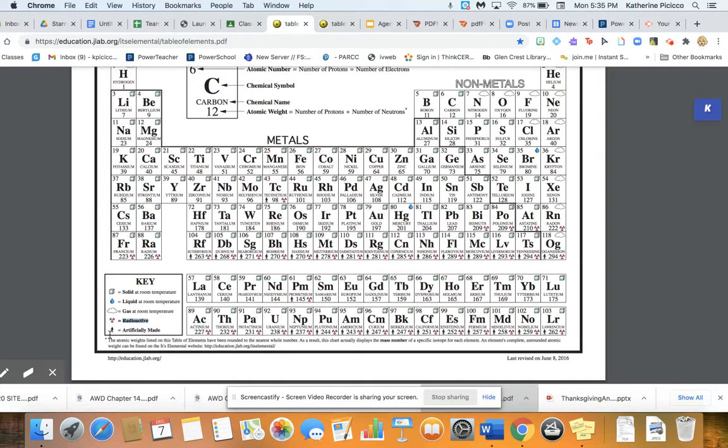And then if there's this little dude there, it means artificially made, which means that a human person made it. So humans made it or discovered it in the lab or created it. It's not something we find normally in nature. So we don't find it in the atmosphere or in the ground or in the side of a mountain or something like that, or in our bodies. You would have to make it in a lab.